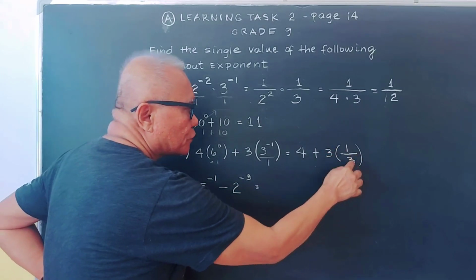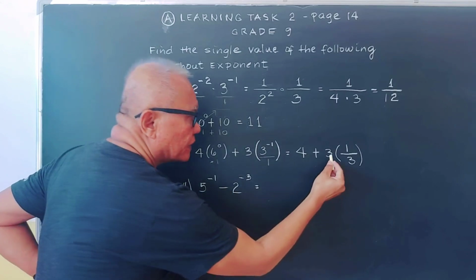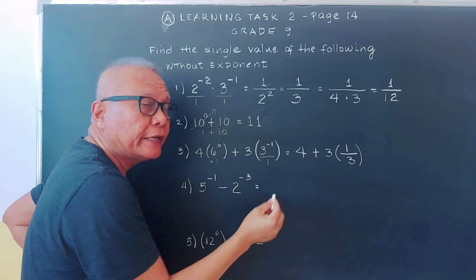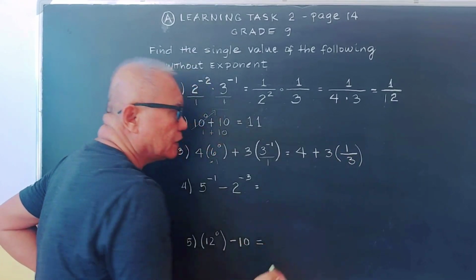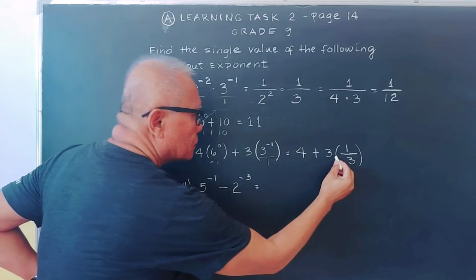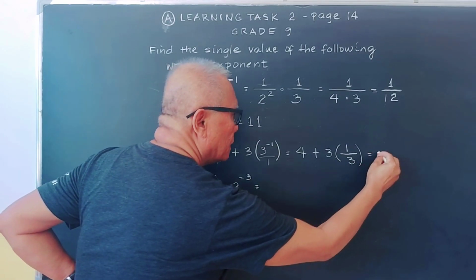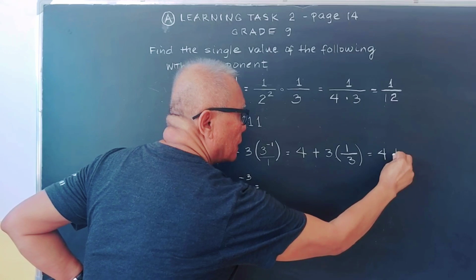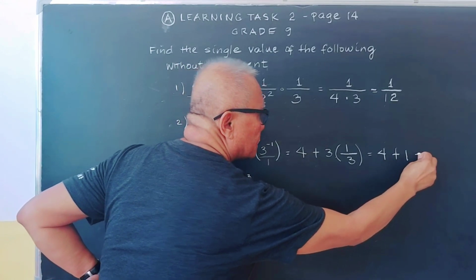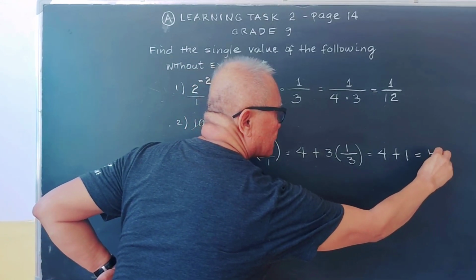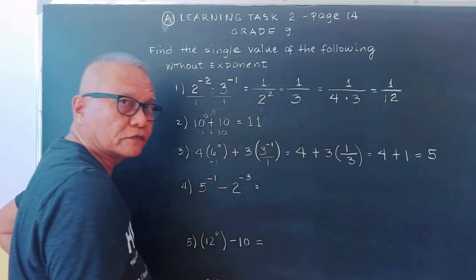Ano yung 3 times 1/3? So, 3 times 1 ay 3 divided by 3 is 1. So, ito ay 4 plus 1. So, our answer is 5.